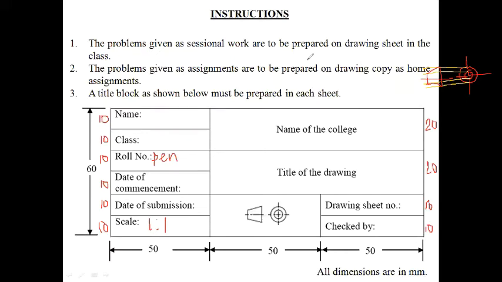Sir, what is the date of commencement? Date of commencement means, suppose today we do sheet number 1. Clear? So commencement will be today's date, and submission means when you submit the sheet. Okay.